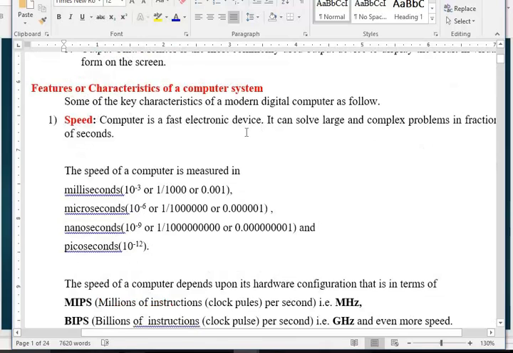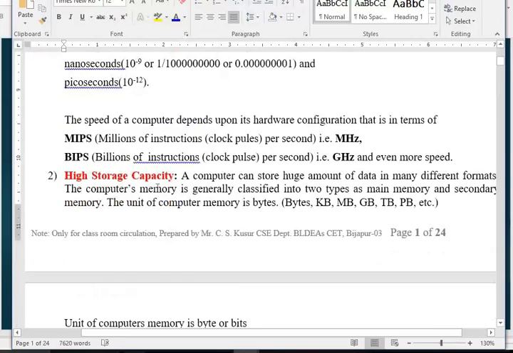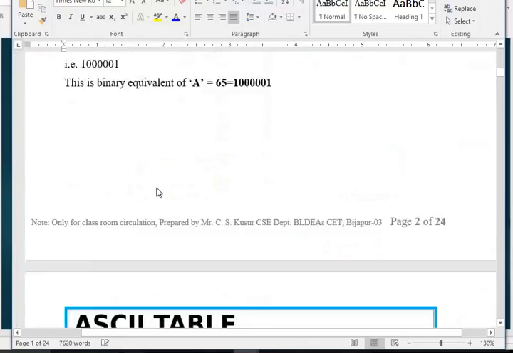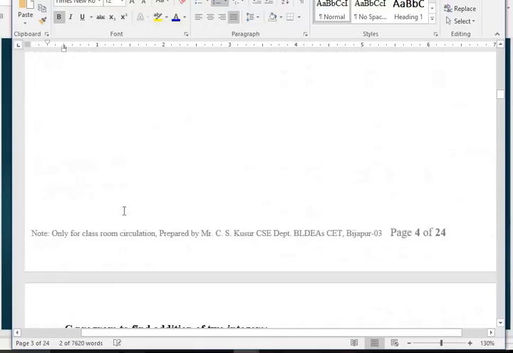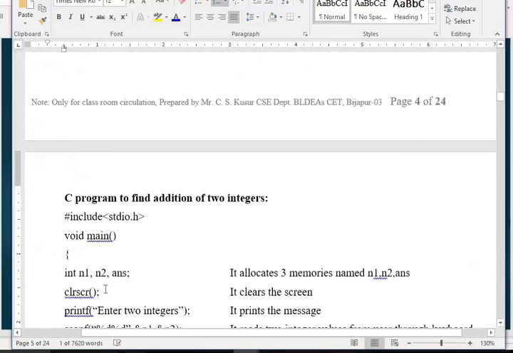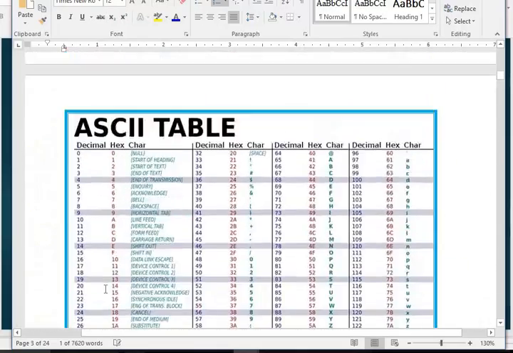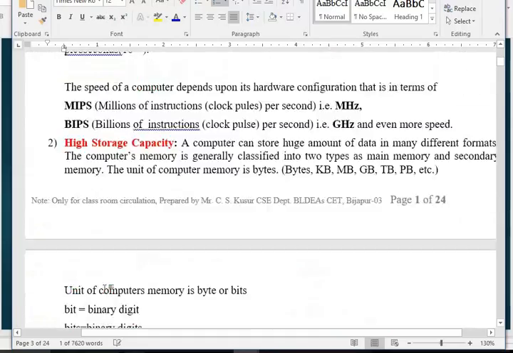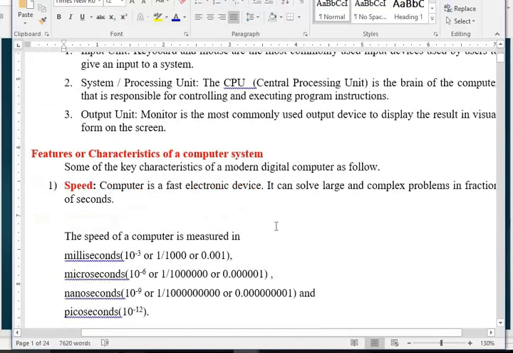Features of a computer system. We discuss one by one. First, we discuss the speed characteristic of a computer system. Then high storage capacity. Then we discuss accuracy. Next we discuss reliability, versatility, diligence and programmability. This is what we learn in today's class. Please explain, sir. Definitely I will explain. Please listen to me with concentration. First we discuss speed.